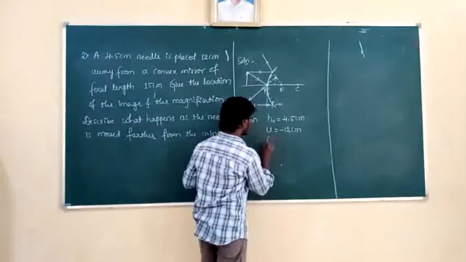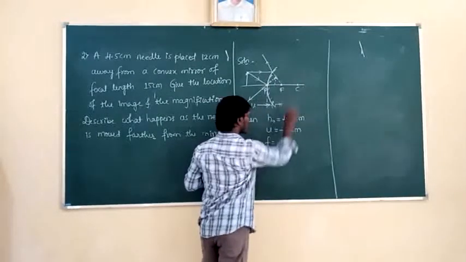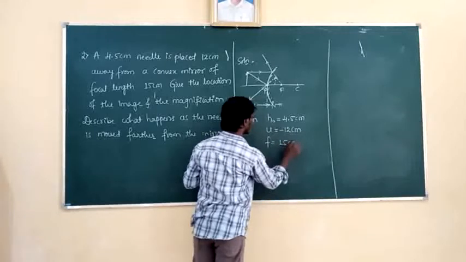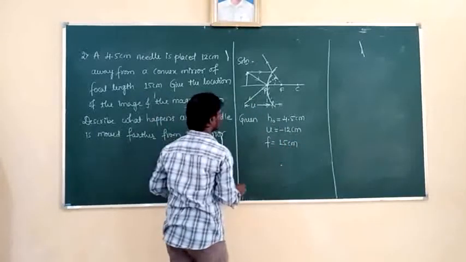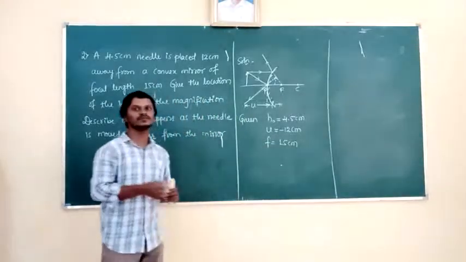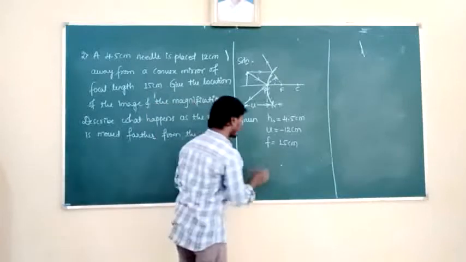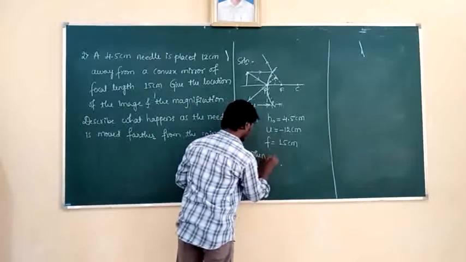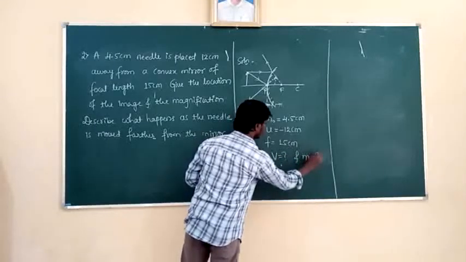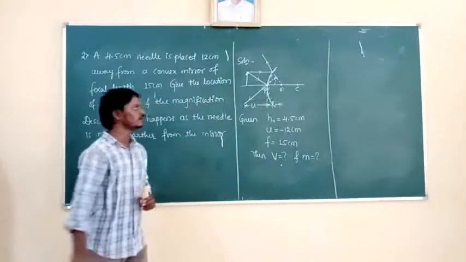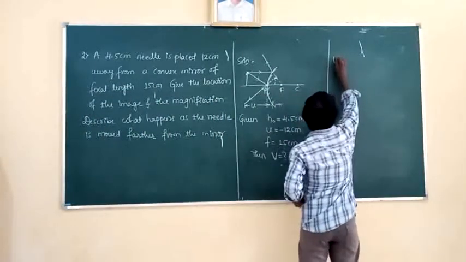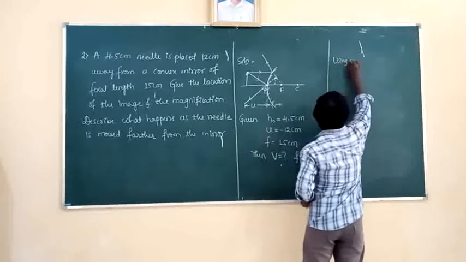Then focal length is on the positive x-axis, which means I will take it as plus 15 centimeter, because the focal length given is 15 centimeter. Then what is our aim? Our aim is to find the position of the image, which means the location of the image, and also the magnification. Let us solve by using the mirror equation. What is the mirror equation? Using the mirror equation.